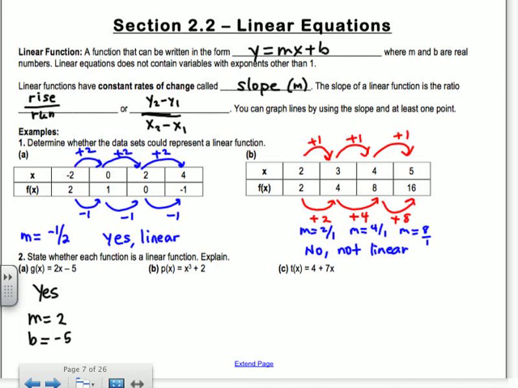But what's weird about this one? You have x cubed, right? If you have x cubed, it's not a linear function. Linear equations do not contain variables with exponents other than 1. So you can't have exponents other than 1. So this is no. You have an exponent of 3.